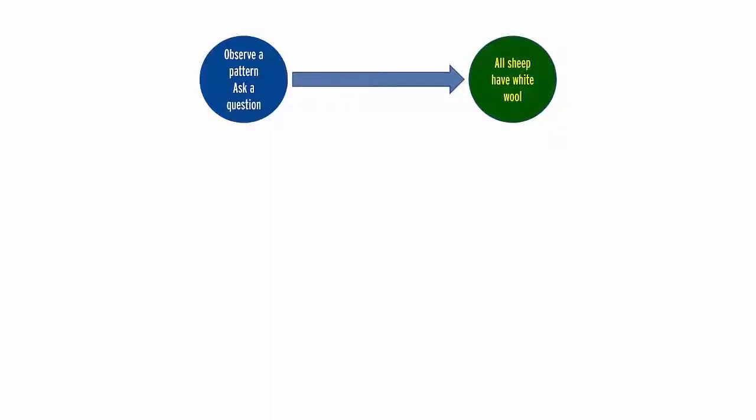Philosophers refer to the process of generalizing from a particular set of observations like this as induction. In a way, induction relies on pattern recognition, which was essential to the survival and evolution of our species. Humans rely a great deal on inductive reasoning in daily life, including when practicing science. The belief that all sheep have white wool might also be called a hypothesis.